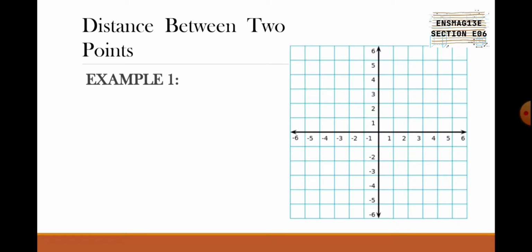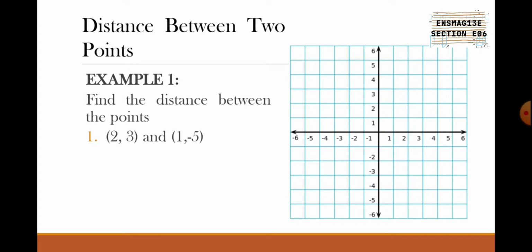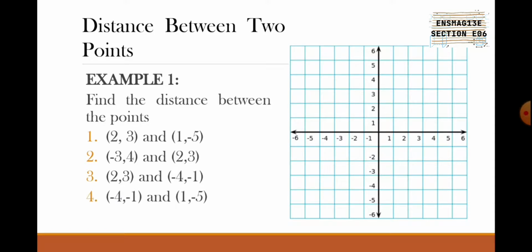Taking for example this one, find the distance between the points (2, 3) and (1, -5), (-3, 4) and (2, 3), (2, 3) and (-4, -1), and (-4, -1) and (1, -5). I'm sure you are familiar with those points because we have this one as the same example in plotting your points in your Cartesian plane.